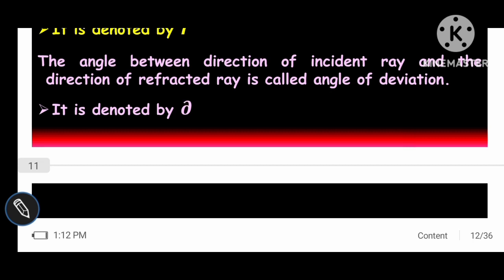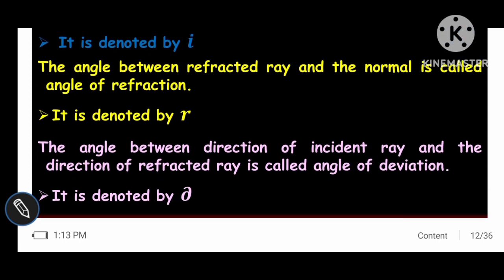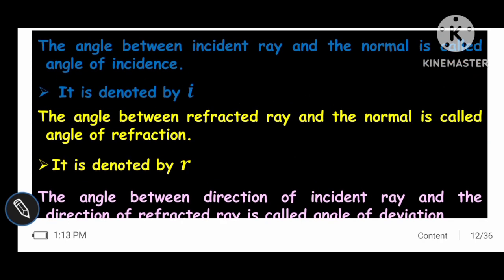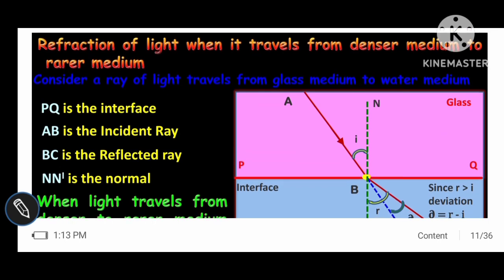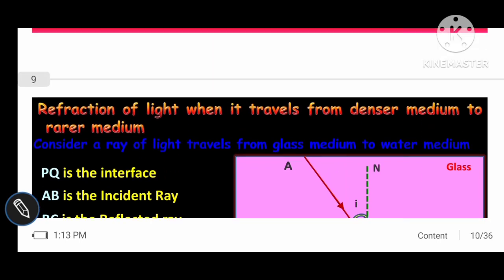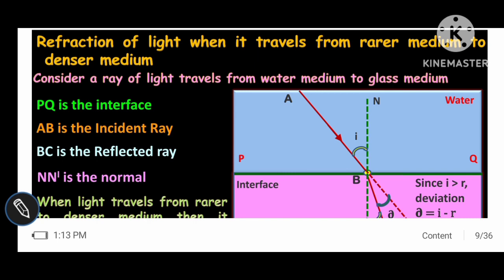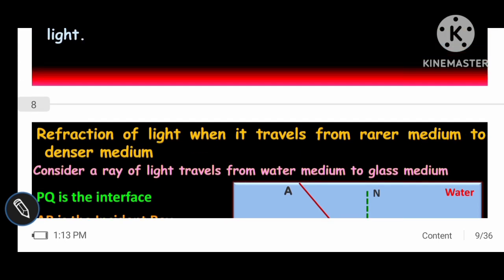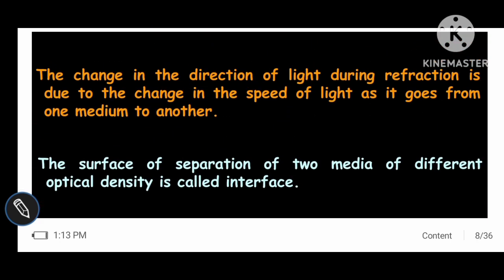Here the questions will be asked as, what is angle of incidence for 1 mark, or what is angle of refraction, or what is angle of deviation. These three questions carry 1 mark each. Or for 1 mark also, what happens when a ray of light travels from denser medium to rarer medium. This will also be asked for 1 mark. Another question which arises here, what happens when a ray of light travels from rarer medium to denser medium? Most of the questions can be asked for 1 mark each here.